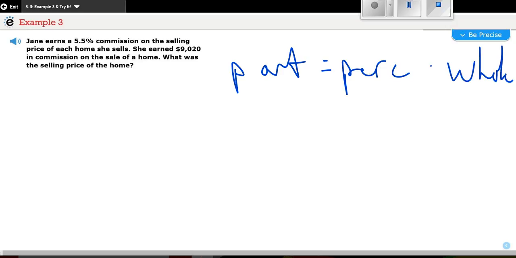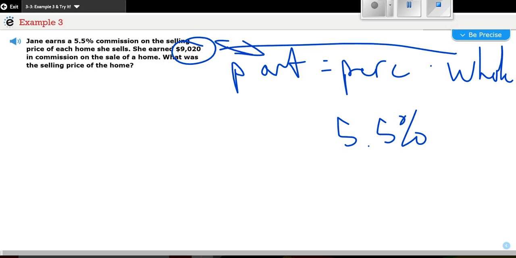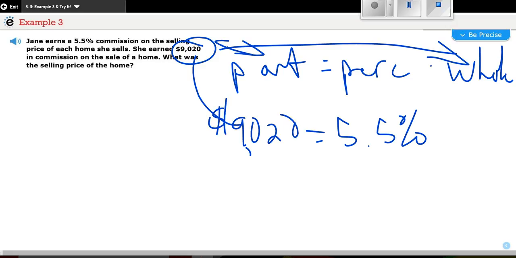So we look at our pieces. We have 5.5%. That's easy to identify. And then we look at this. What does this 9,020 represent? She earned 9,020 in commission on the sale of a home. What was the selling price of the home? So does it go to part or does it go to whole? Hopefully you said part, because that would be correct, because that's not the price of the house, but rather how much she got from the house. So we need to solve for the whole here. And so that's what we're going to do in this problem.